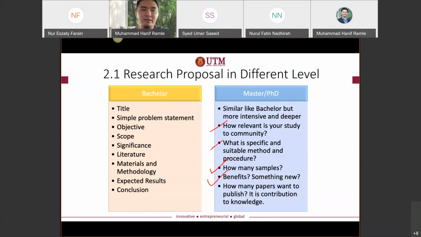Same goes for me. I will ask my students to prepare a manuscript, not only for the KPI of the university, but also for your study. For your study, it is a requirement. It is compulsory.